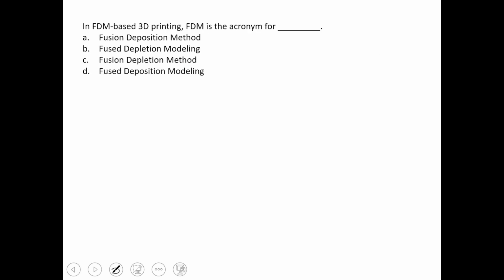So what is the full form of FDM in 3D printing? Have you seen 3D printing anywhere? Yes, we use it in dentistry, for the design of teeth and surgical templates, usually. So what is the full form of FDM in that case? I think fused deposition modeling. Fused deposition modeling, okay, right.